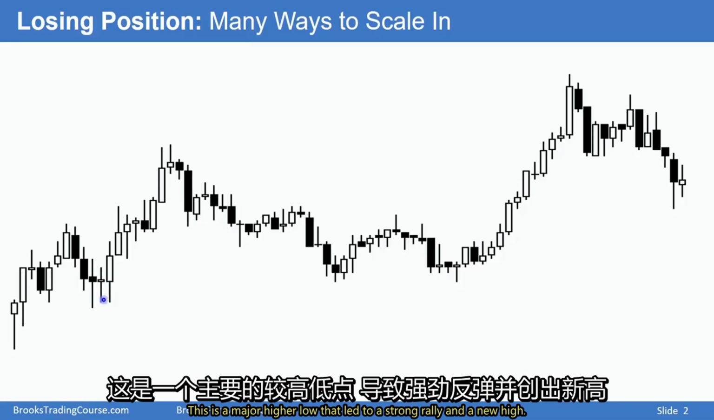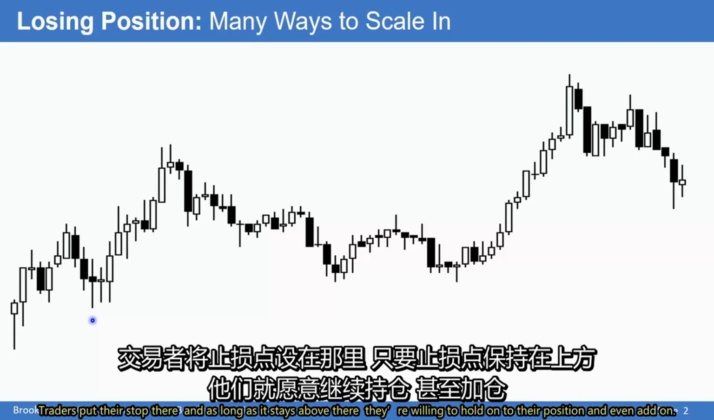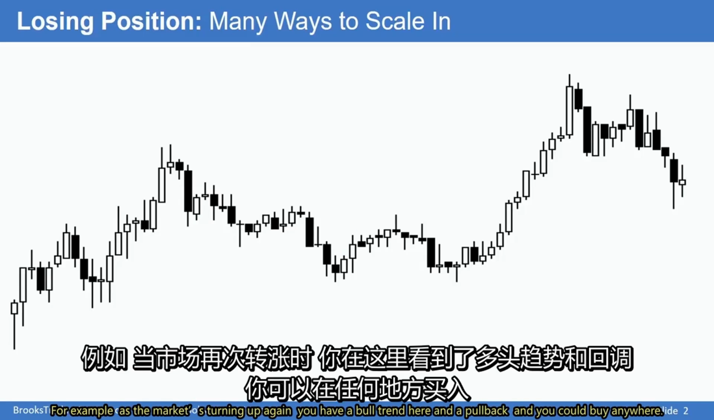This is a major higher low. It led to a strong rally and a new high. So if the bull trend is intact, then any pullback, no matter how deep, should stay above that higher low. Traders put their stop there, and as long as it stays above there, they're willing to hold on to their position and even add on, for example, as the market's turning up again.